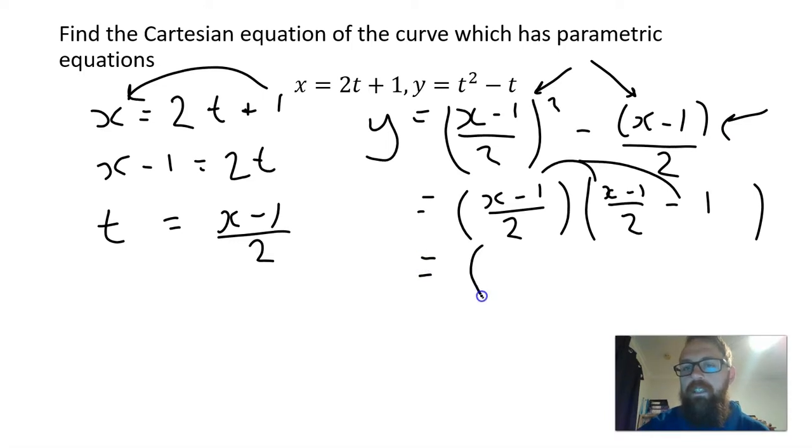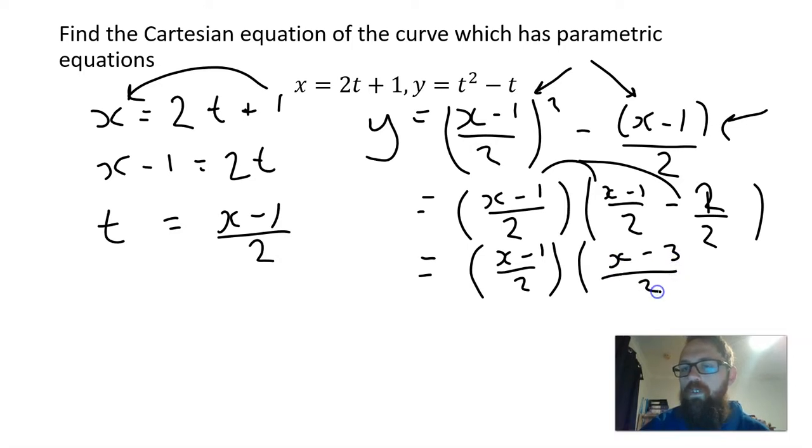Now, the reason we did this is it's a little bit of a trick. So we get x minus 1 over 2. We can rearrange this second bracket. So instead of writing 1, we times it by 2 over 2, so we can deal with the fraction. All right, put it over the same fraction. We get x take 1 take 2, so x take 3 all over 2. And we have now simplified that into a Cartesian form. So we got y equals.